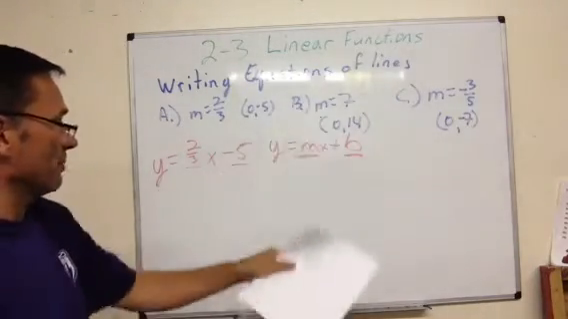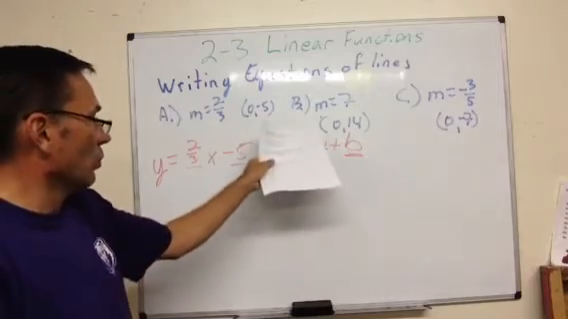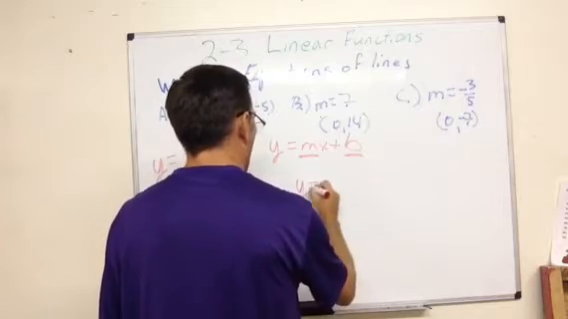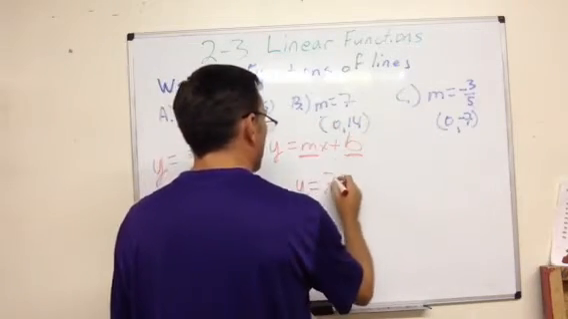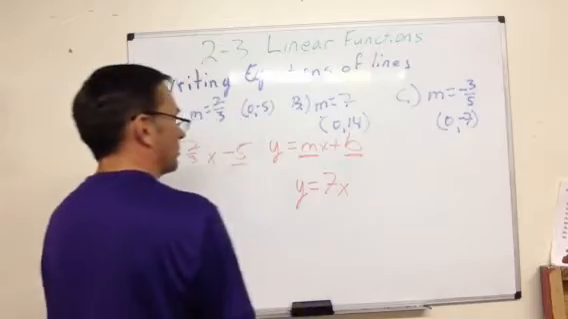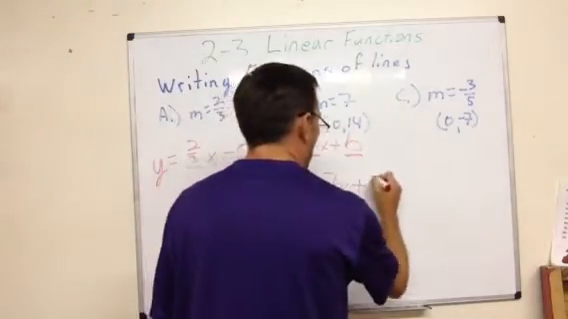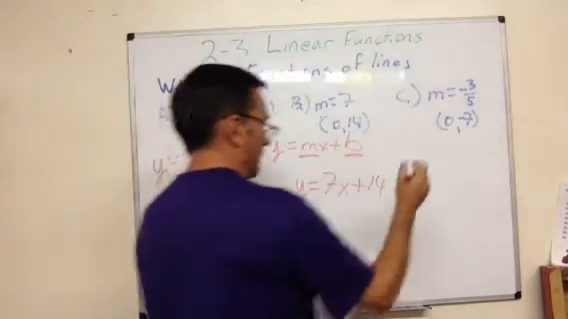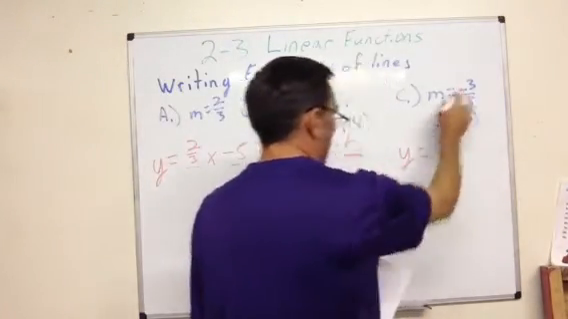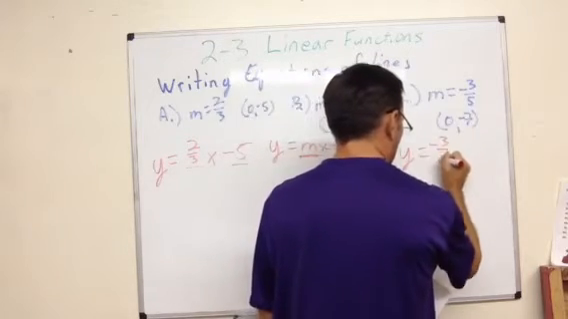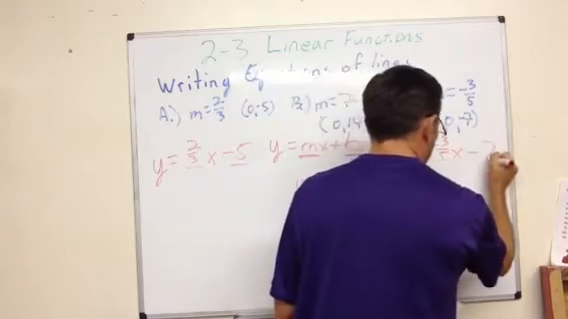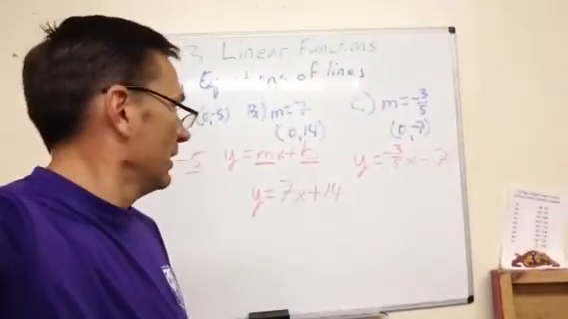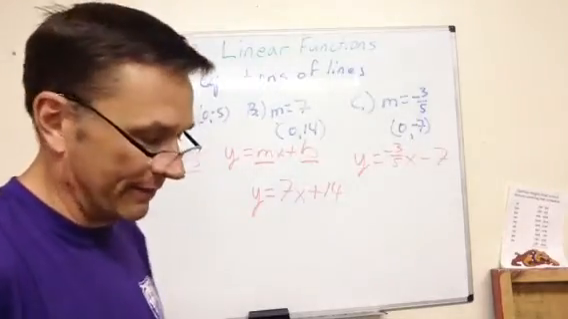We look at the second example. M equals 7 with a y-intercept of (0, 14). Y equals, our slope is 7, so it's y equals 7x. The y-intercept is plus 14. And then letter C. Our slope is -3/5, and our y-intercept is -7. So we can write it as y equals -3/5 x minus 7.